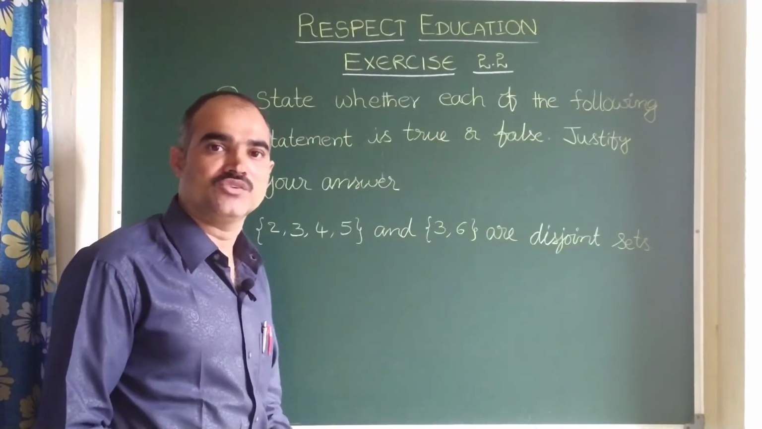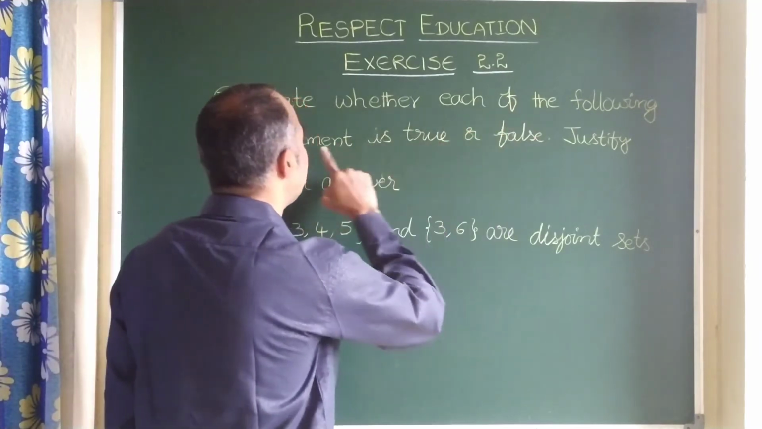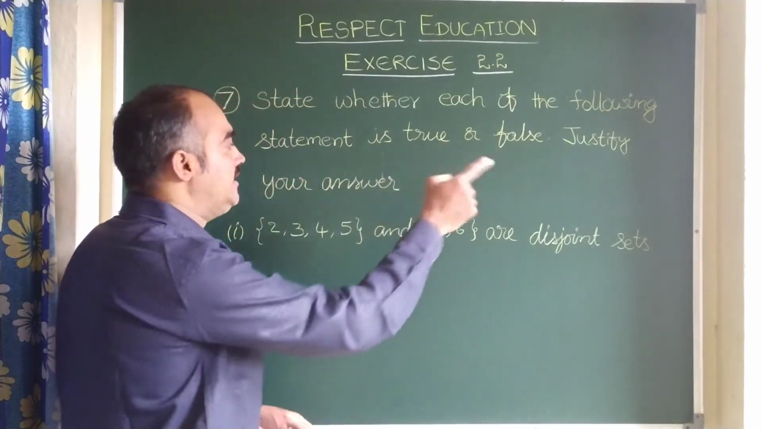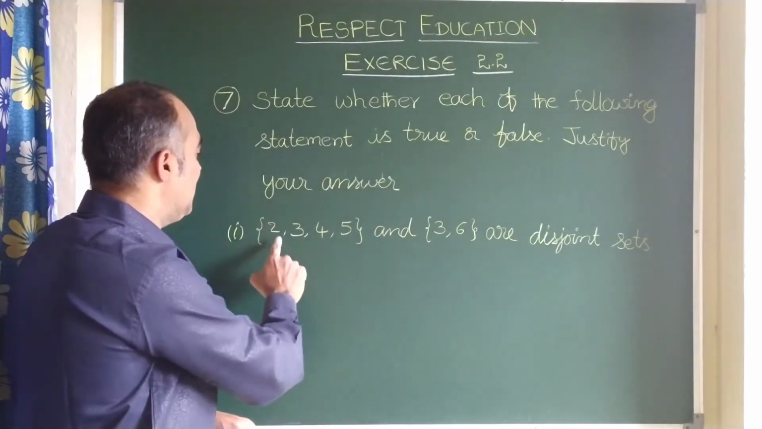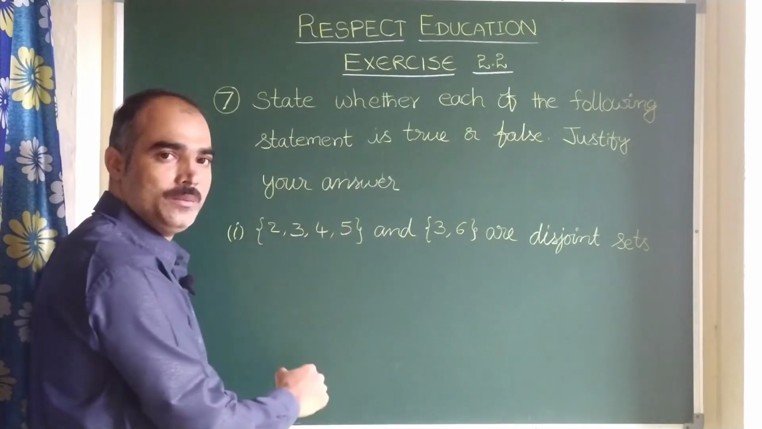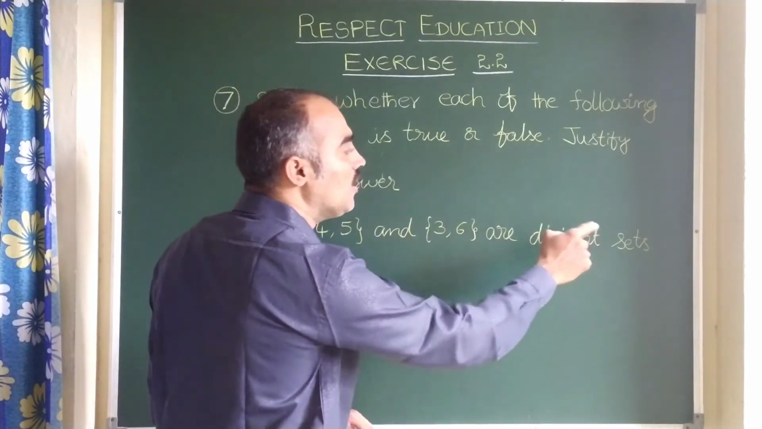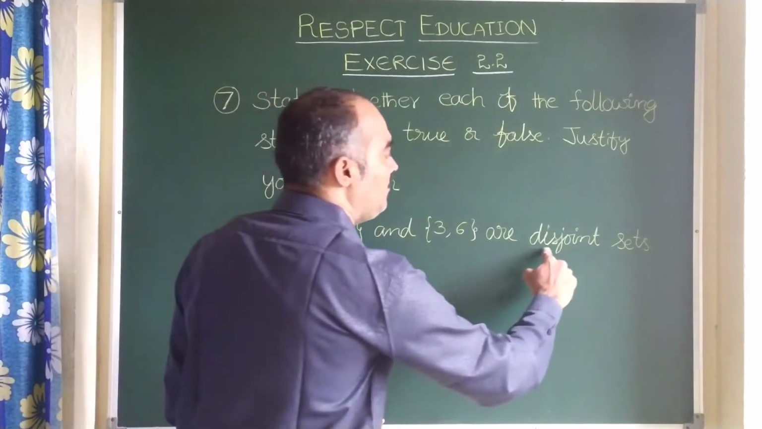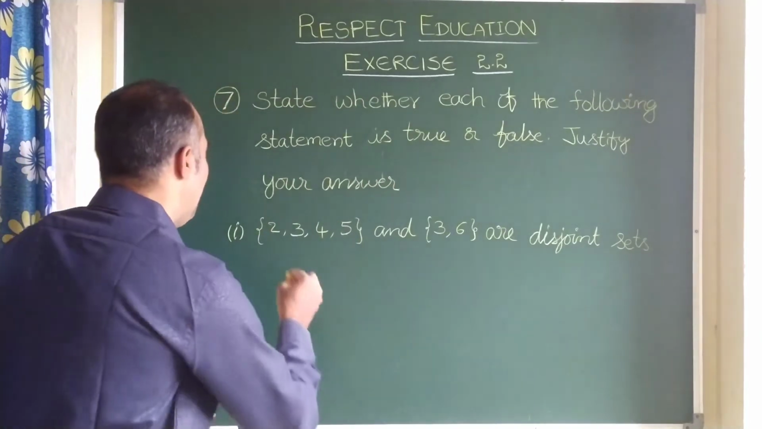Let's see the next question, that is question number 7. State whether each of the following statements is true or false. Justify your answer. In that, the first bit is the set of 2, 3, 4, 5 and the set 3, 6 are disjoint sets. Here you see, children, so far we haven't discussed what are disjoint sets. I will tell you now.